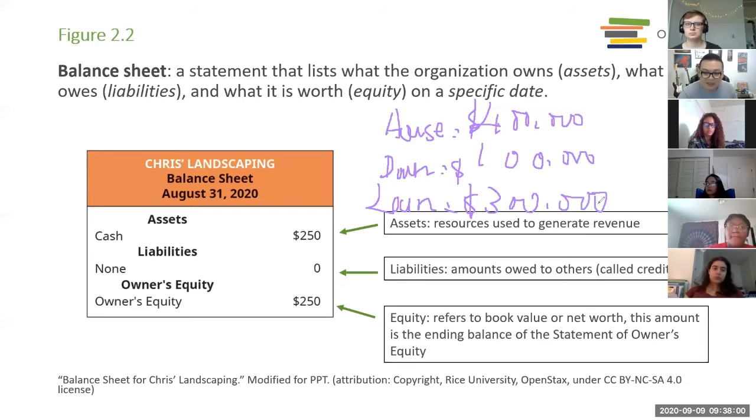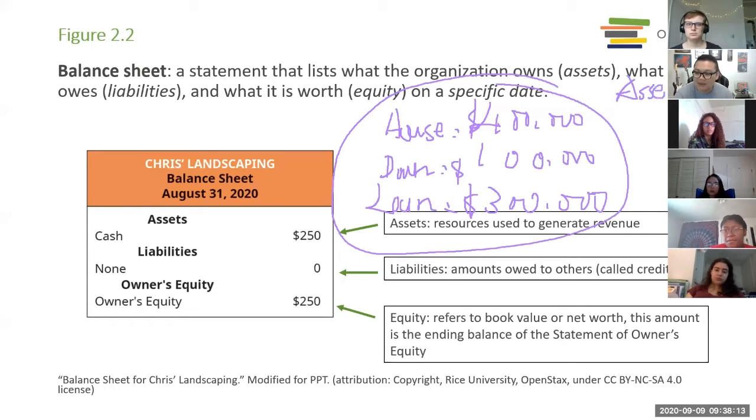So this is pretty much the way we prepare the balance sheet. Can anyone tell me, if we're using the information here to prepare a balance sheet, what should the asset be equal to? Yes, Anja? The asset would be the $400,000 of the house. That's correct. The asset is the total value of the house.